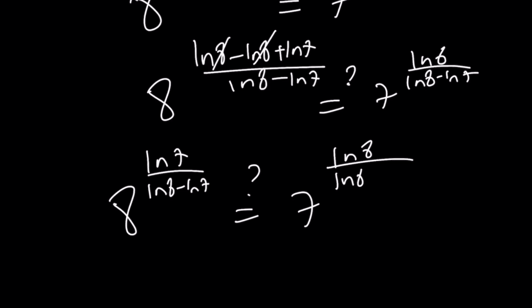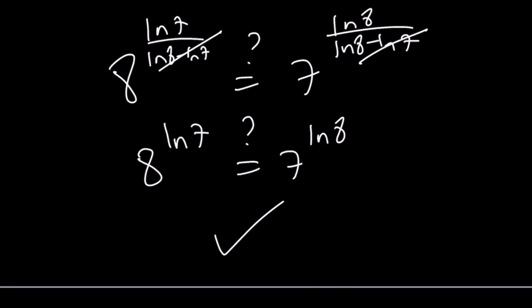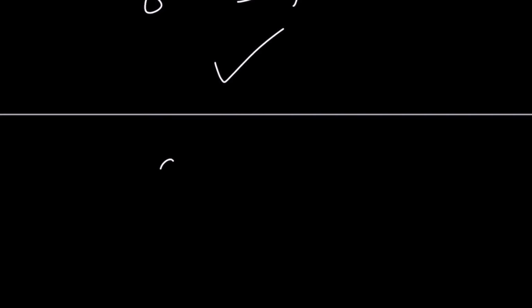That is the question, to be or not to be, right? Okay, we could kind of raise both sides to that power, so in other words, cancel it out. Now the question is, is 8 to the power ln 7 the same as 7 to the power ln 8? And the answer is yes. 8 to the power ln b is equal to b to the power ln a. If you don't believe that, ln both sides and you will see.